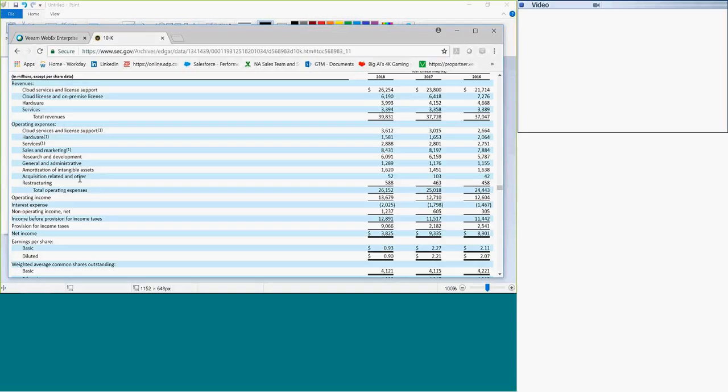Acquisition-related and other expenses, so, what were the costs of them doing deals? I'm guessing this would probably be fees, like legal and banking fees, but it could be other stuff, or write-downs or something like that. And restructuring expenses, again, maybe write-downs or other expenses related to either shutting down or reorganizing major parts of their business.